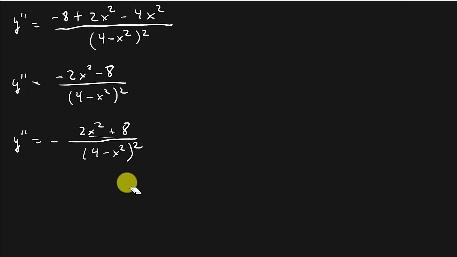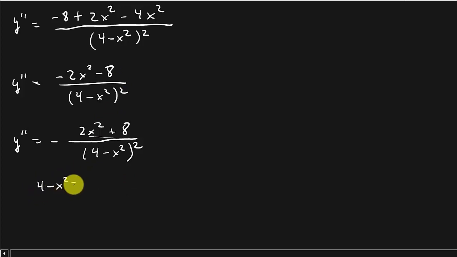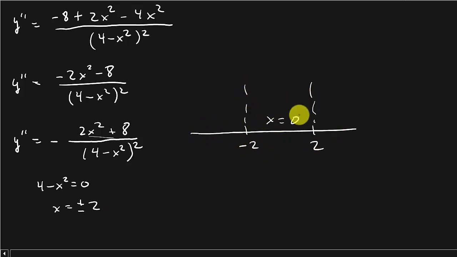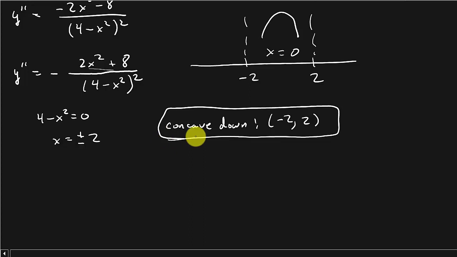And let's just say you didn't recognize that. So remember, to get your points on the number line where you want to see if it's concave up, concave down, it's where the second derivative is 0, and you also want to see where it's undefined. Well, 4 minus x squared equals 0, so we know x is plus or minus 2. If you plot that on the number line, let's choose x equals 0. Remember, we can't choose anything out here or out here because it's not in the domain of the function. If we plug 0 in, that's positive, that's positive, and then the negative out here, that's negative, so that's concave down. So we know this is concave down from -2 to 2. All right, so we'll have to use that.